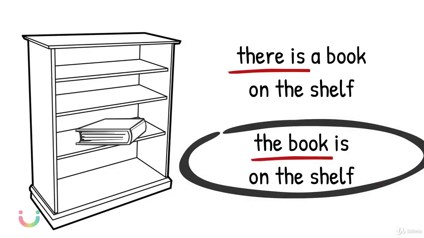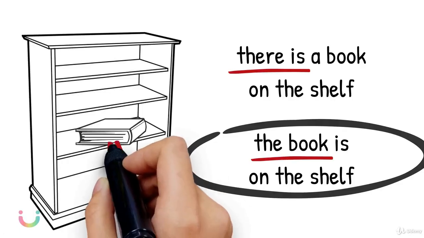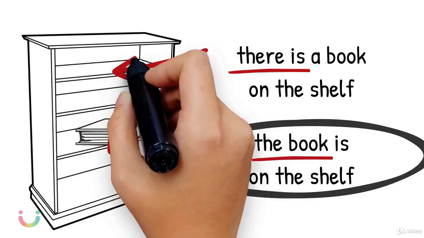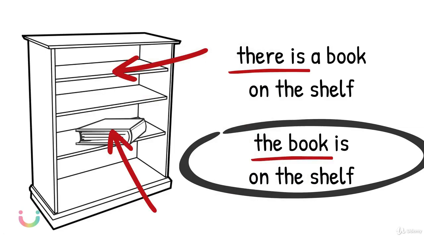The second example. The book is on the shelf. It's the answer to the question, where is the book? What is this sentence about? About a book or about a shelf? This sentence is about a book. The accent is the book, not its location. A couple of more examples.